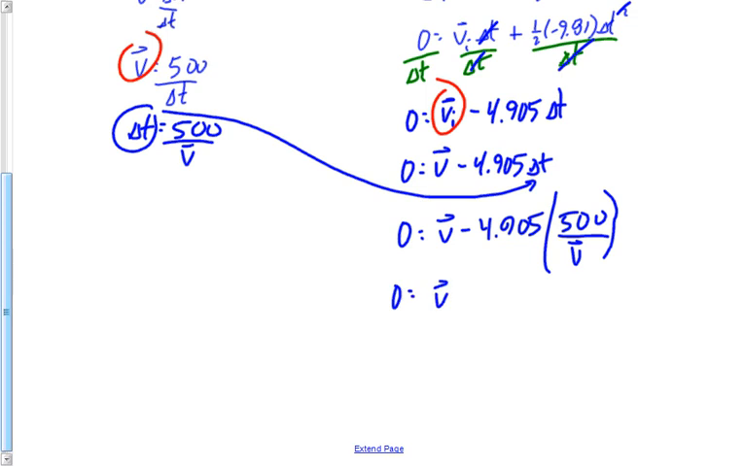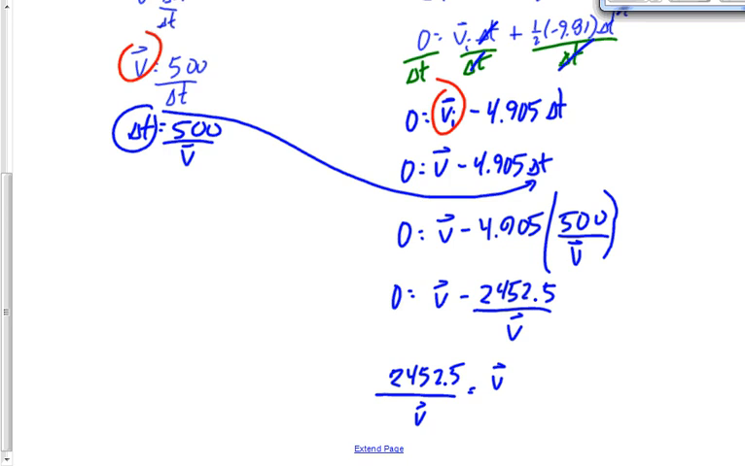What's 4.905 times 500? Somewhere around 2,500, right? But somebody figure that out, please. 2452.5 over V. So all I've done there is multiply 4.905 times 500, still divided by V. Let's take it to the other side because we want to get them on opposite sides, so it becomes positive 2452.5 over V equals V.